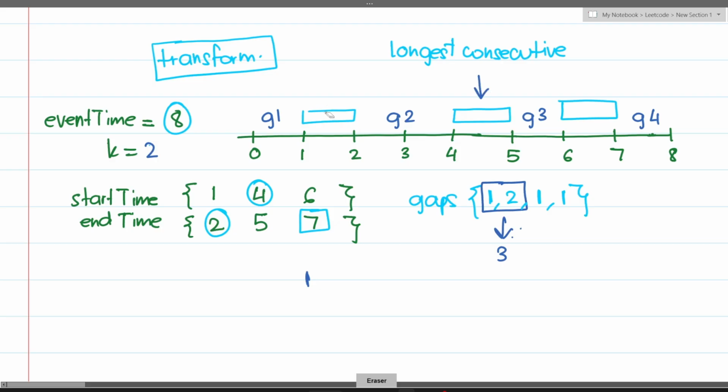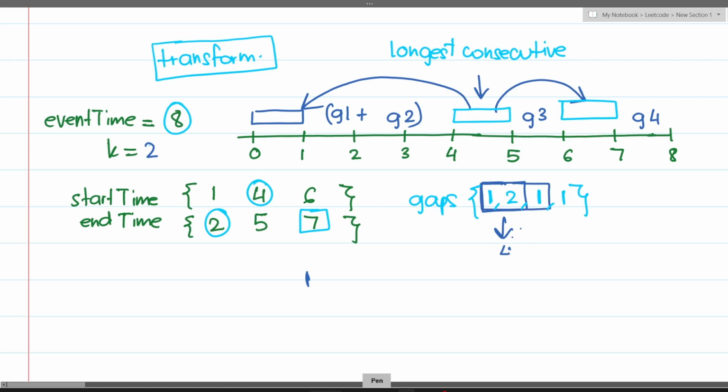Now you see what's happening over here. Let's say I have moved the 1 comma 2 box over here. So over here I have g1 plus g2. Now I still have k equals 1 left. So I will move this particular box as well. Again, it doesn't really matter whether you merge it with this one or this one. At the end of the day, what you're doing is basically g1 plus g2 plus g3 plus g4. So what you're going to have is 4.